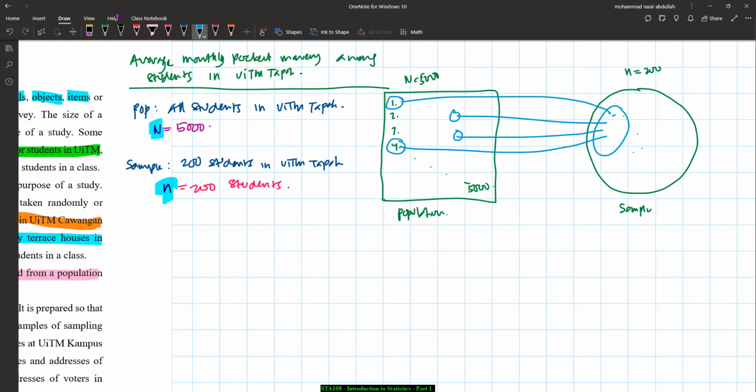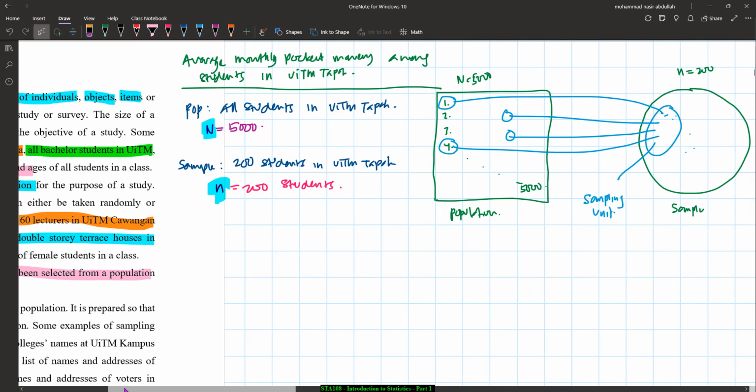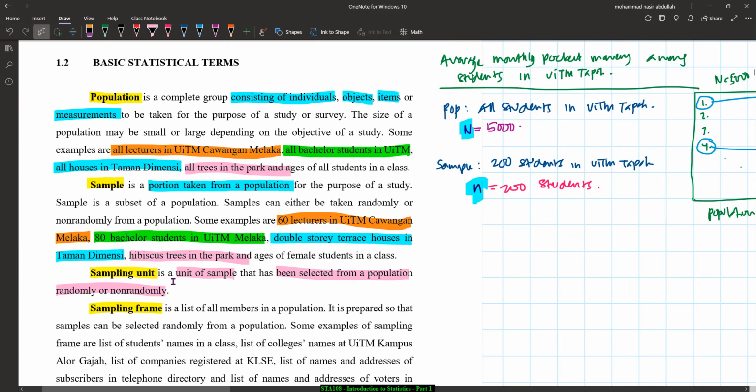So all of this is called as sampling unit. Can you understand? So members in the sample are called sampling units. Members or students that we select to become a sample is a sampling unit. So we look here, a unit of sample that has been selected from the population, random or non-random. So later we will discuss the next topic, what is random sampling and non-random sampling.